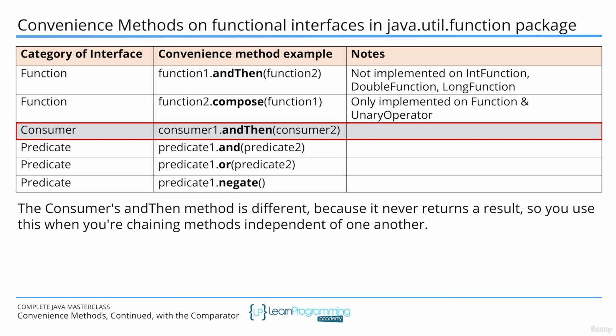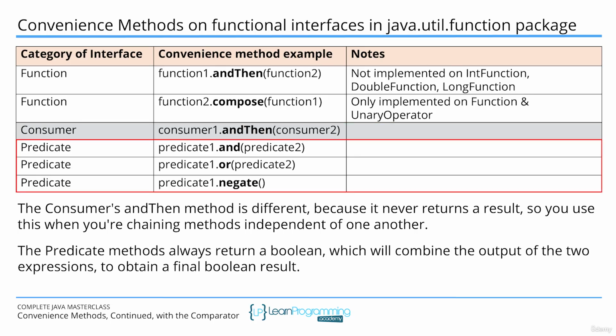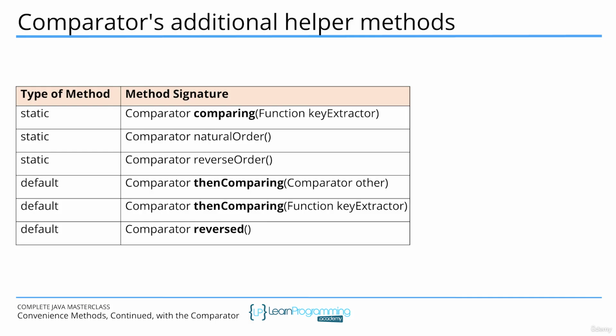The Consumer's andThen method is different because it never returns a result, so you use this when you're chaining methods independent of one another. The Predicate methods always return a Boolean, which will combine the output of the two expressions to obtain a final Boolean result. I covered two of Comparator's static methods, naturalOrder and reverseOrder, in a previous video.